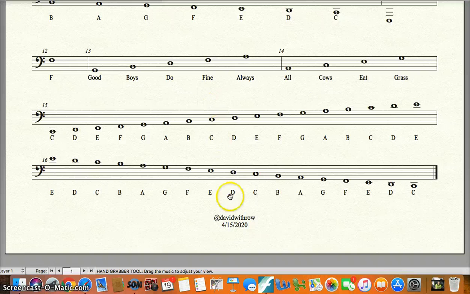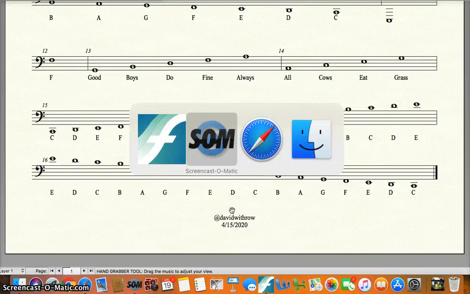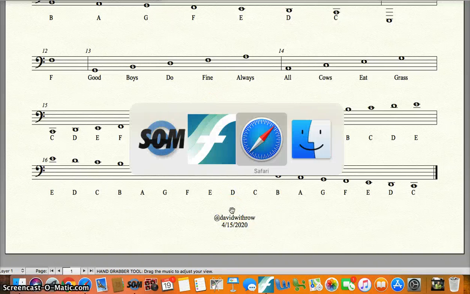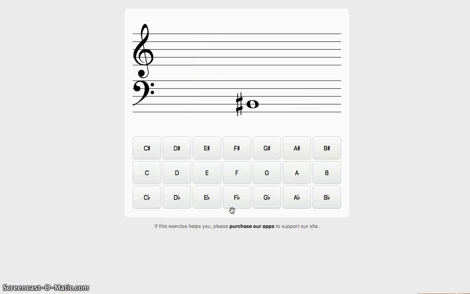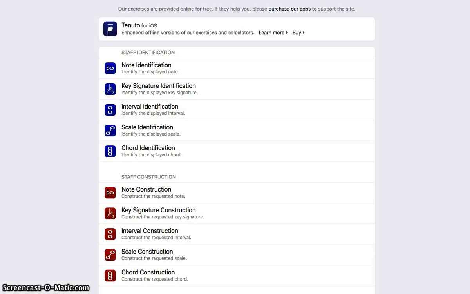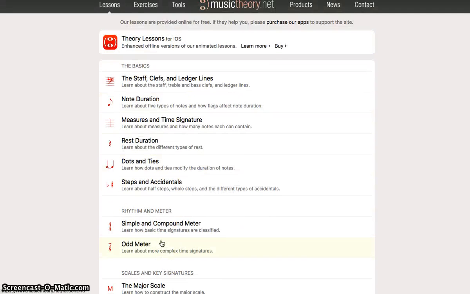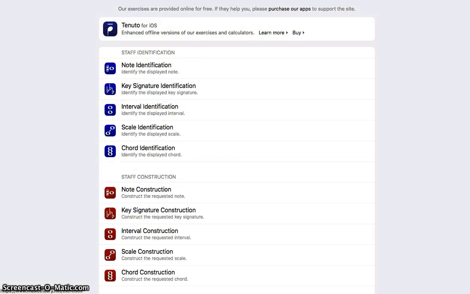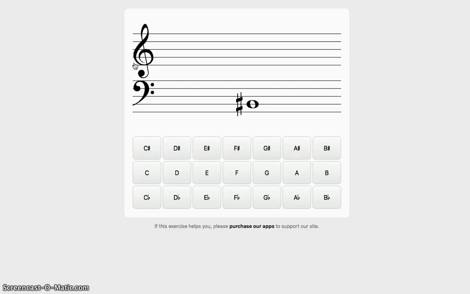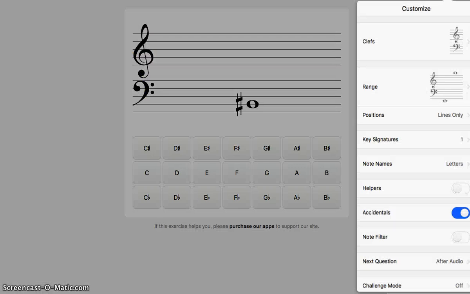All right, let's take a quick look at some practice. We're going to go to musictheory.net. Yay, ta-da! Musictheory.net. Go there. Go there often. Look at these lessons. They're good lessons. Learn a lot about music. But today we're going to go to exercises. Note identification. We're going to practice naming the bass clef notes.